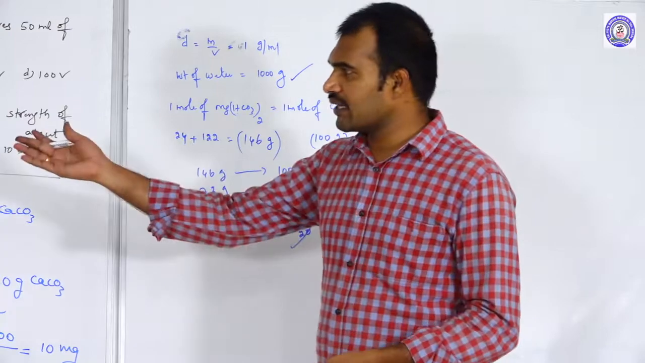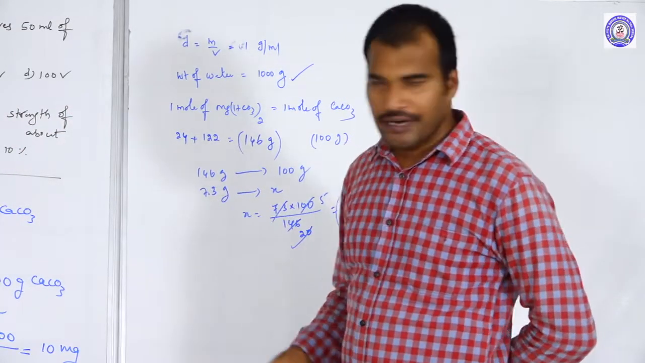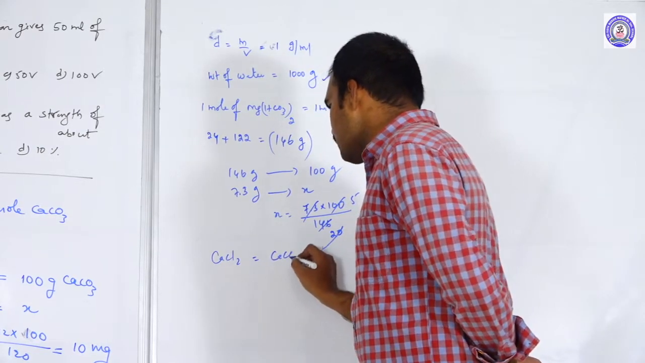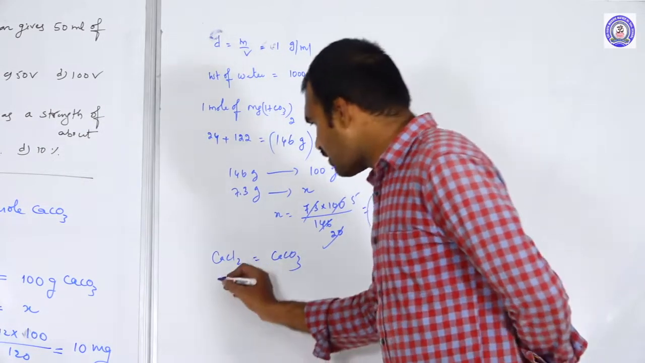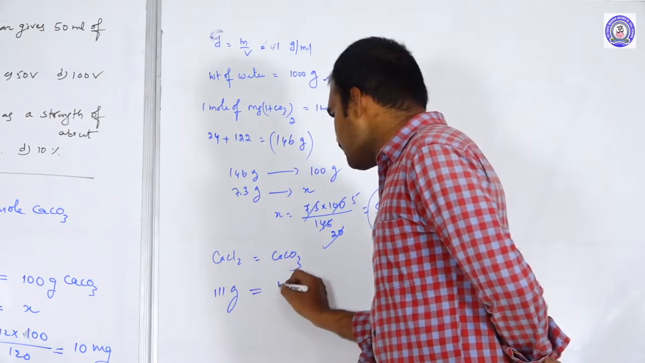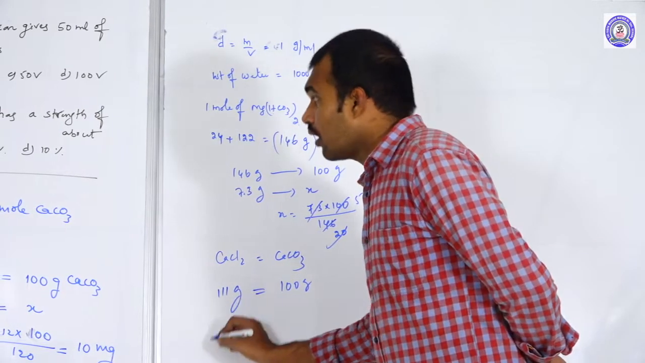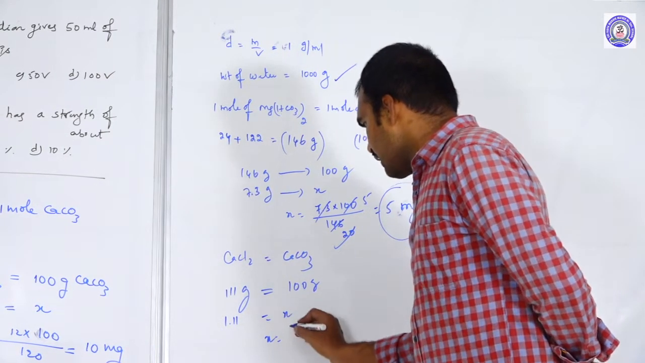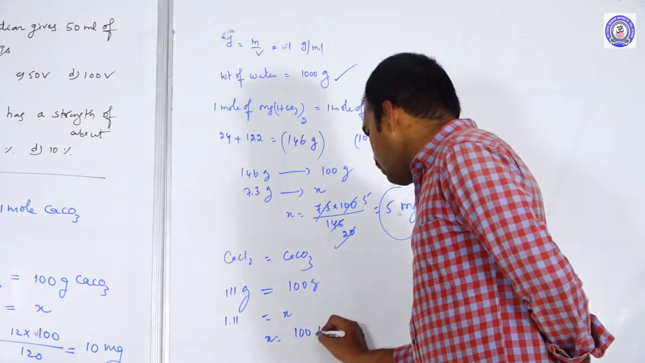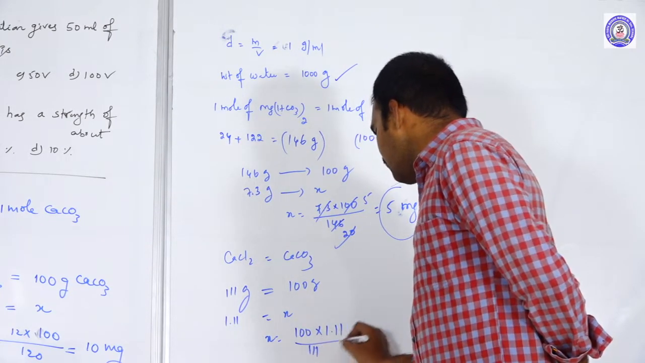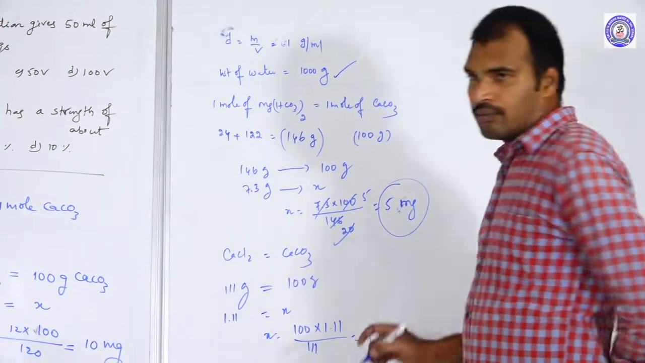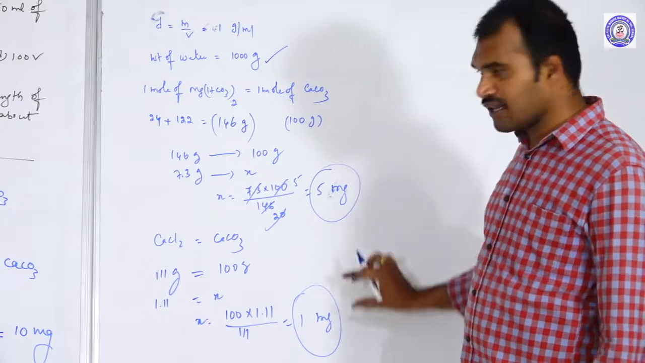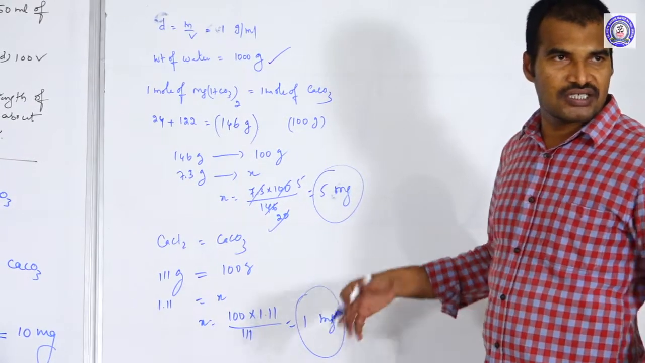Now similarly you calculate for calcium chloride, also convert the calcium chloride. The weight of CaCl2 is equal to the weight of CaCO3. The molecular weight of CaCl2 is 111 grams. 111 grams is equal to 100 grams. Then 1.11 milligrams is equal to X. X is equal to 100 into 1.11 by 111, that is equal to 1 milligram. So what is the total weight of CaCO3? Here 5 milligrams, here 1 milligram, total 6 milligrams.